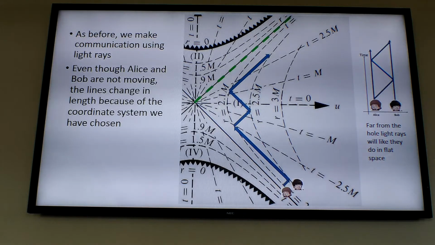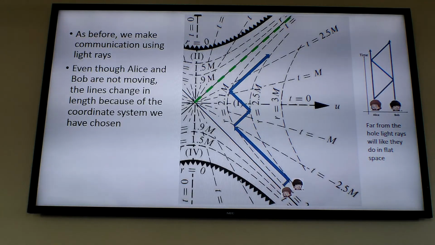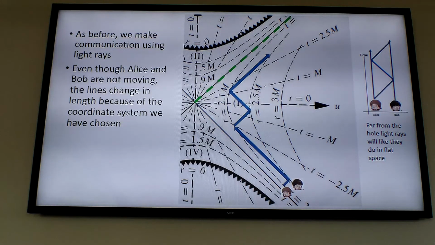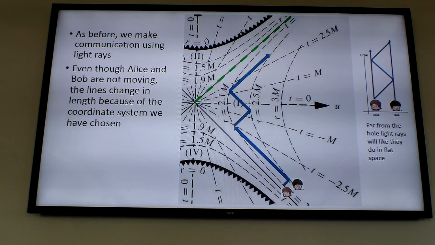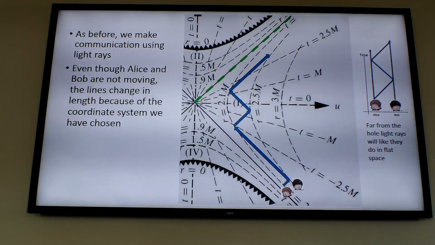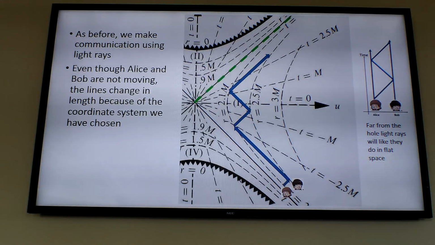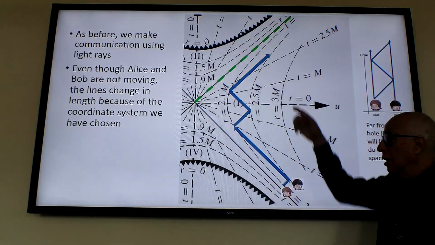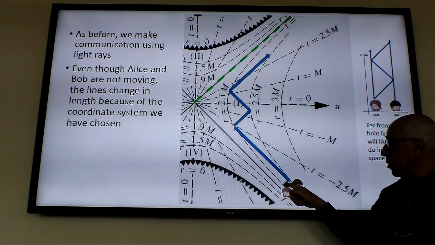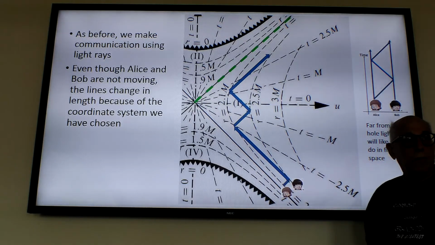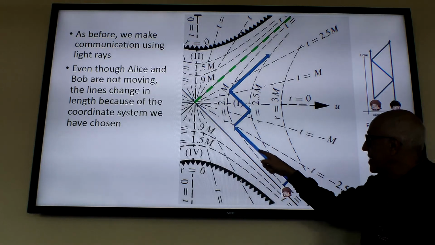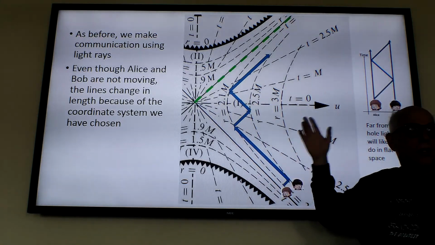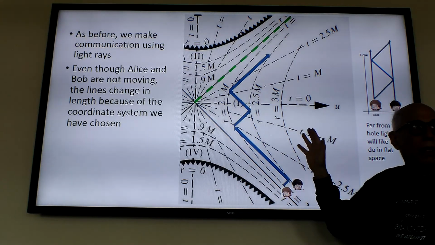Remember this? This is where nobody's moving, and they're sending signals back and forth. The blue lines, she sends to him and he sends to her, and back and forth they go. If they didn't move, I know the arrows are different lengths, but that's an artifact of this map. The time for her to send a signal from here to here, that time and this time are exactly the same, just because of the distortion in the map. Just think about Greenland and Australia.